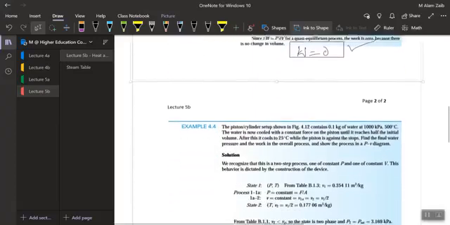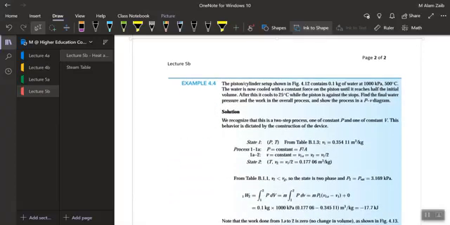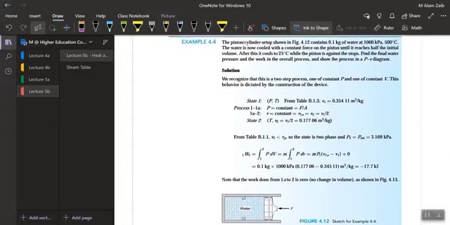Now let's go to another example, 4.4. A piston and cylinder setup shown in figure 4.12 contains 0.1 kg of water at 100 kPa and 500 degrees centigrade. So we have got a problem which relates to water now. The water is now cooled with a constant force on the piston until it reaches half of its initial volume. After this, it is cooled to 25 degrees centigrade while the piston is against the stop. Find the final water pressure and the work in the overall process. Show the process in a PV diagram.